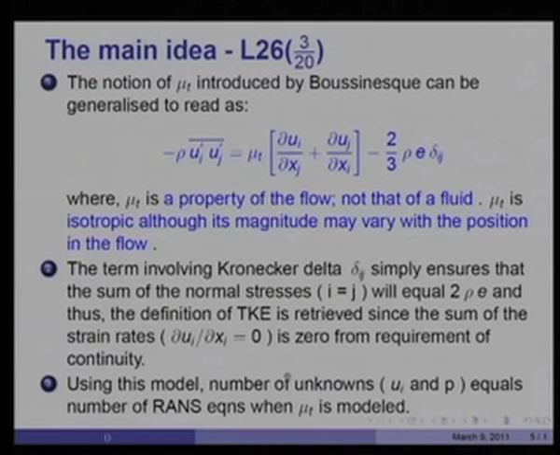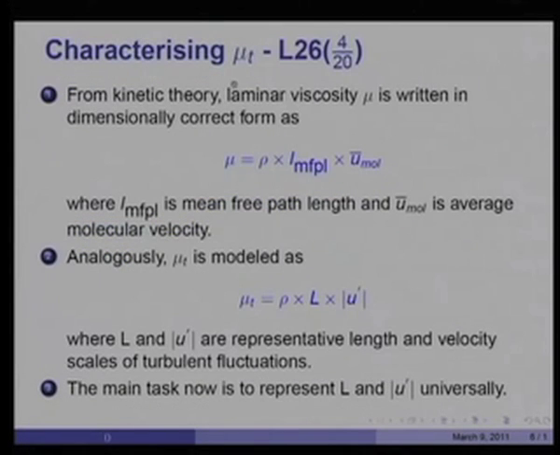Using this model, the number of equations in the Reynolds-averaged equations equals the number of unknowns u_i and p, but then the value of mu_t must be provided somehow, and that is the modeling part, characterizing mu_t. So, from kinetic theory, laminar viscosity mu is written in dimensionally correct form as proportional to rho times the mean free path length L times the average molecular velocity u_mol bar.